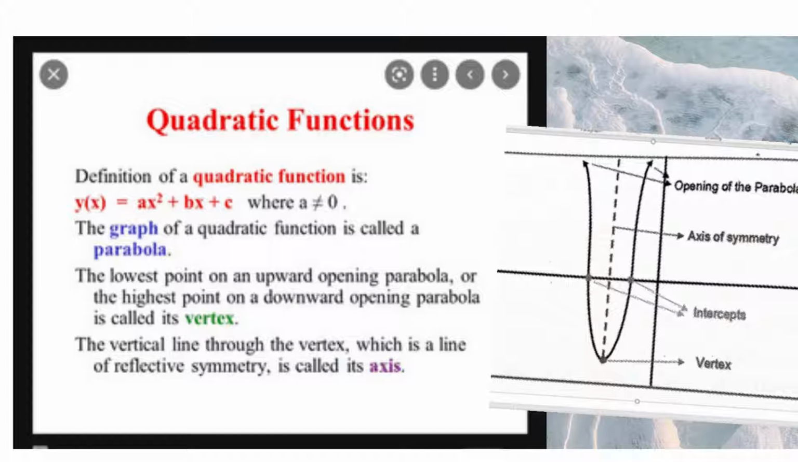By looking at the graph at the right, there is the lowest point on the upward opening, and it is called the vertex. The vertical line through the vertex, which is a line of reflected symmetry, is called the axis, or they call it axis of symmetry.